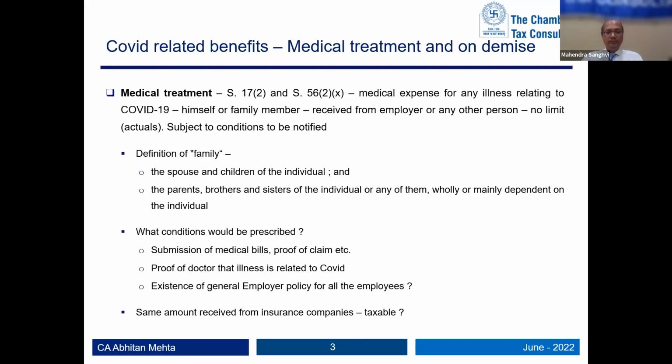There are broadly two main benefits which are given. One is linked to COVID. In the last 2 years, there have been illnesses, there have been deaths. So various employers have come forward and compensated for the medical cost. They have also compensated in a way for any demise. A lump sum amount has been given to the family of the deceased. So the Act has been amended to provide at two places. One is 17(2), which is the taxation of perquisite, that whatever expense you have incurred for a COVID-related disease, you will get an exemption.